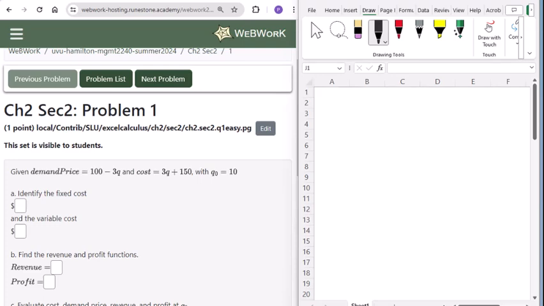Okay, we've got a demand function, a price function, and a cost function. Identify the fixed costs. So in the cost formula, the fixed costs are the constant part, or if you think of when Q is equal to 0, when you are producing no quantity at all, what would your cost be? That would be your fixed costs.